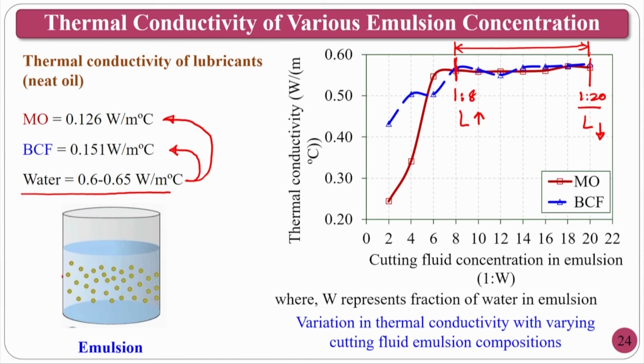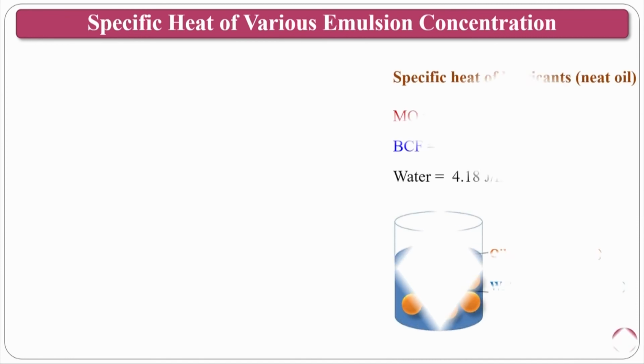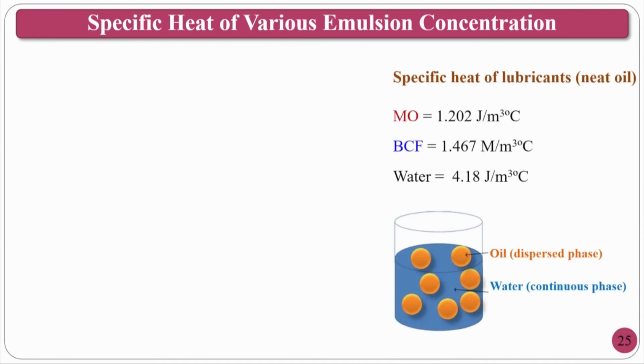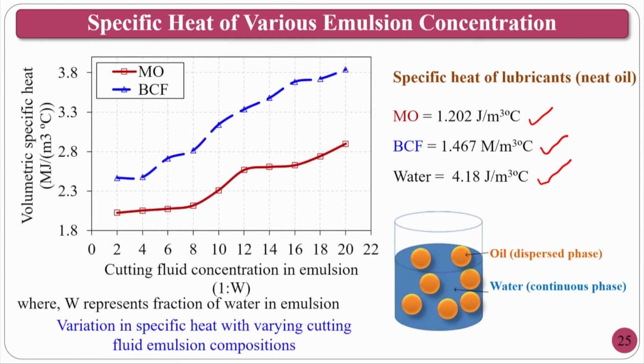Now whether we choose 1:8 or 1:20, we will see from the point of specific heat. Now we will see the specific heat. So the specific heat of the lubricants: mineral oil is 1.2, biocutting fluid is 1.467, that means approximately 1.5, but water is higher, approximately 4.1 or 4.2. If you see this, the specific heat will gradually increase, irrespective of the mineral oil or the biocutting fluid, with addition of the water.